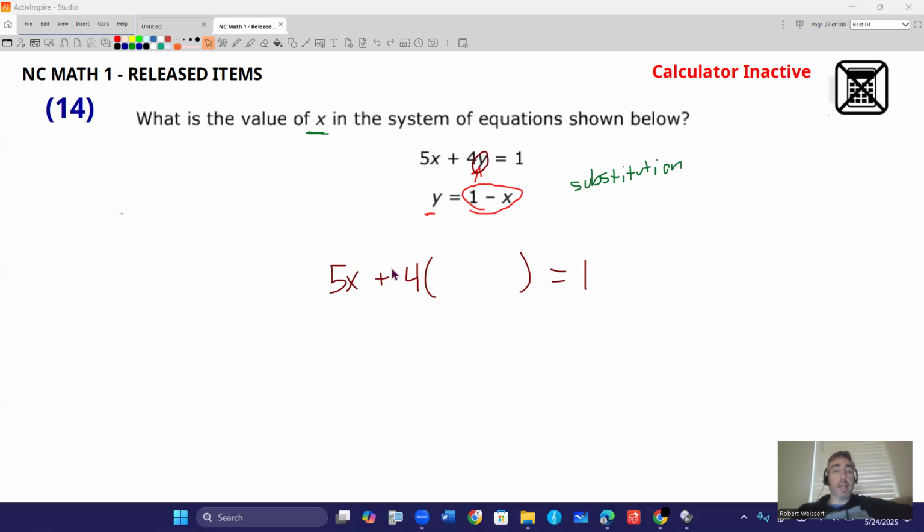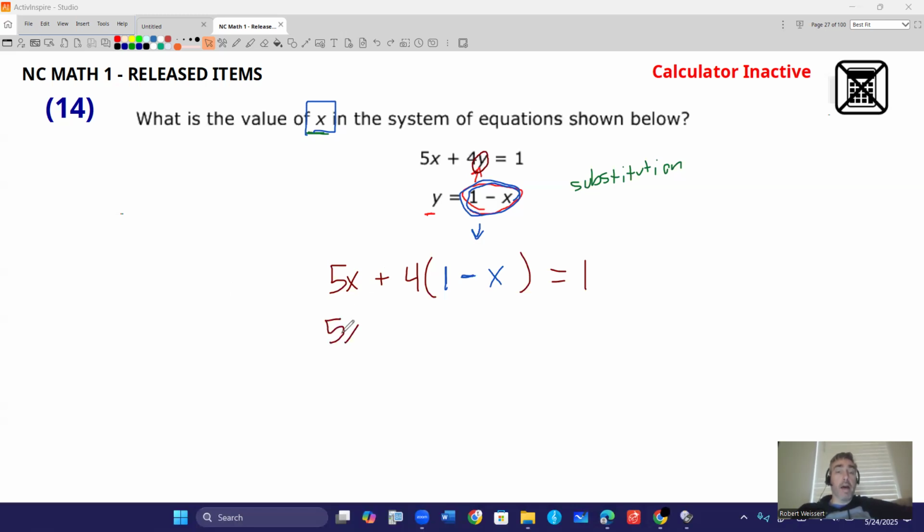And what I'm going to do is take this stuff in here, this 1 minus x, and substitute that in. That's why it's called substitution, in for y. And now you've got an equation that just has one variable and you can solve for it. And it says what's the value of x. So guys, we're going to get the answer once we have this. So you have to solve this equation for x without a calculator, sans calculator, which means that we're going to have to write this carefully.